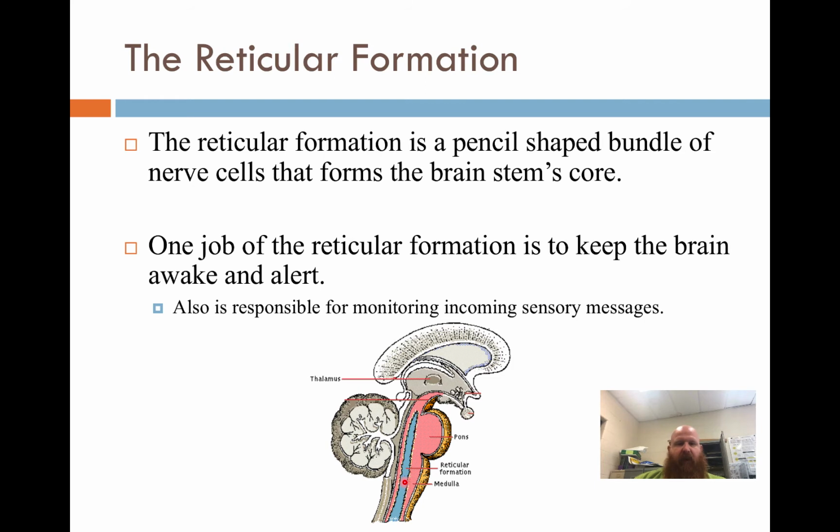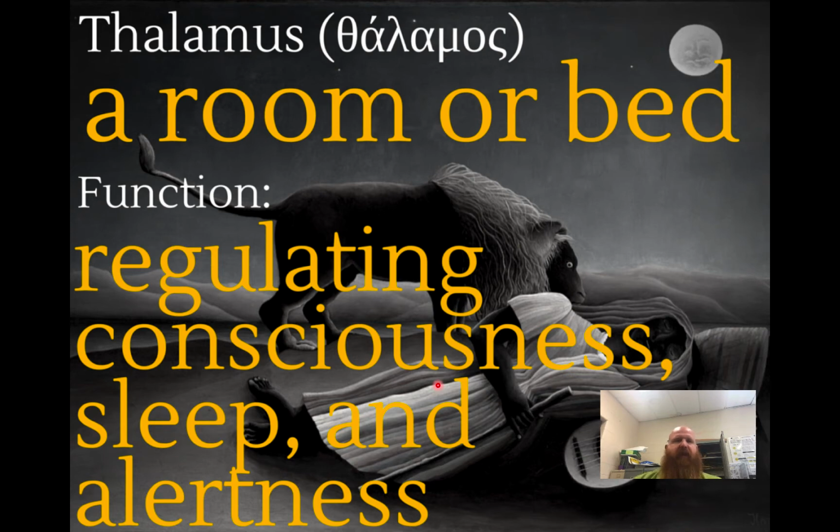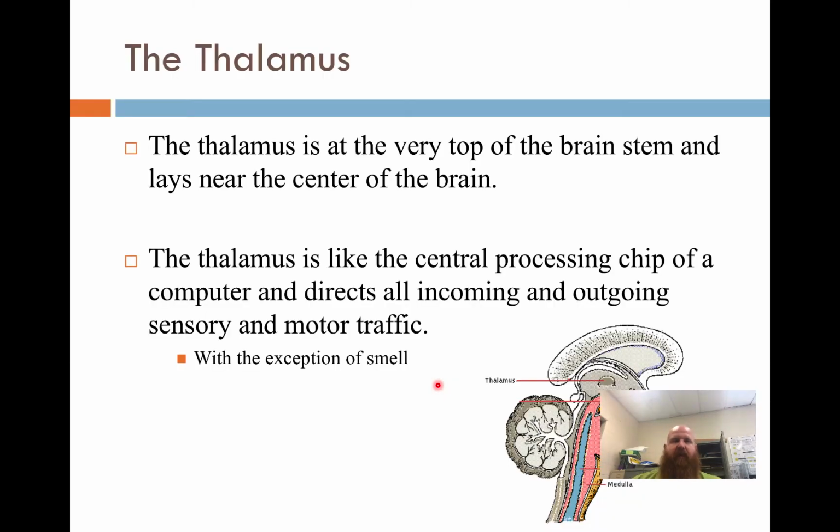All right, the next thing I want to talk about is the thalamus, and it's located in this area right here. Think of this as like a room or a bed at the rest stop. It regulates consciousness, sleep, and alertness. As you can see, a lot of these parts of the brain are involved in a lot of the same things. The reticular formation relates to sleep, and so does the thalamus. A lot of these pieces work together, and it's good to remember that.